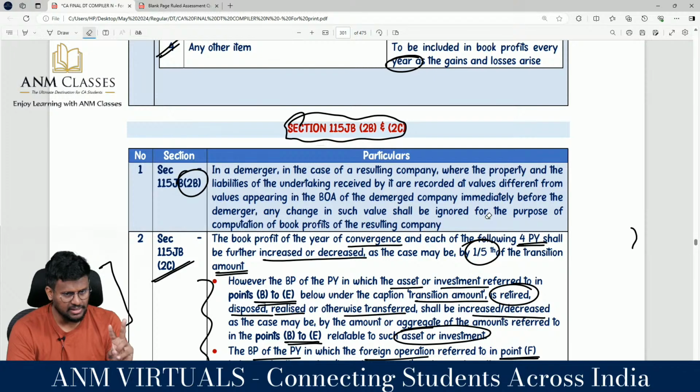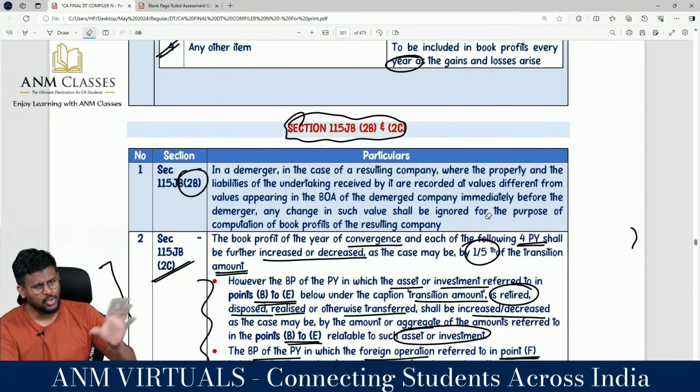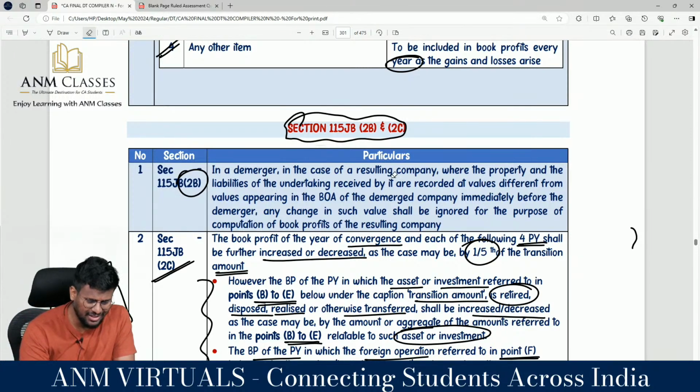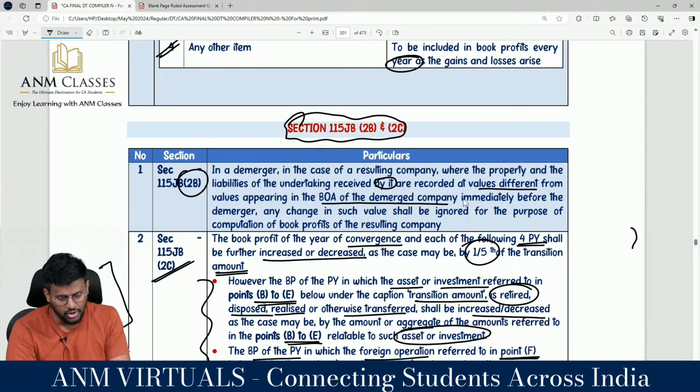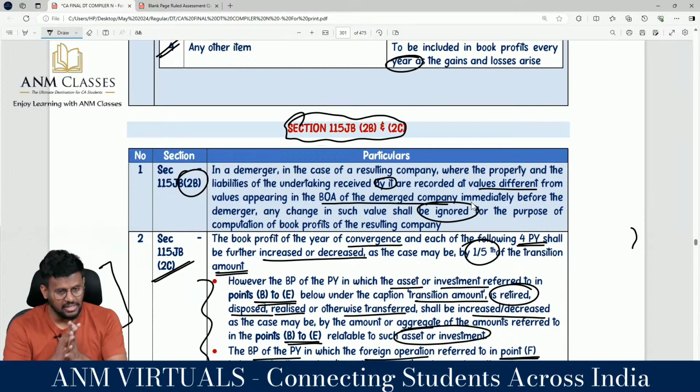there will be two companies: number one, the demerged company, and the resulting company. If the resulting company is not recording the assets which have been distributed by the demerged company at the book value of the demerged company, then that surplus or loss should be ignored for the purpose of computation of MAT. That means in a demerger, in case of a resulting company where the property and the liability of the undertaking received by it are recorded at a value different from the value appearing in the books of accounts of the demerged company immediately before the demerger, any change in such value shall be ignored for the purpose of computation of book profit of the resulting company.